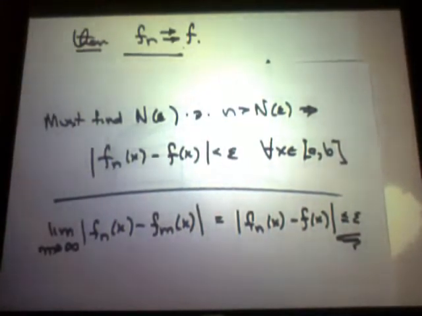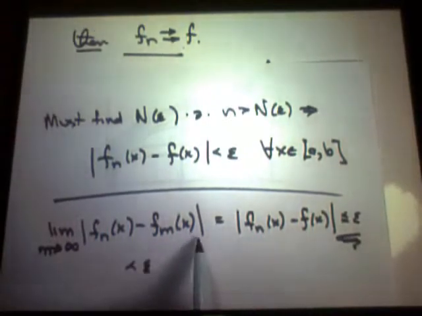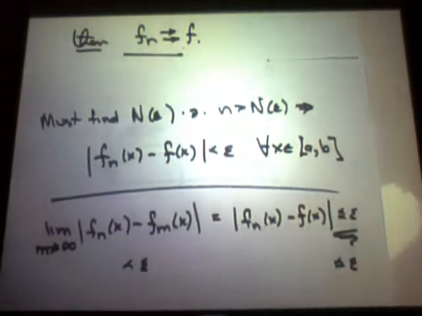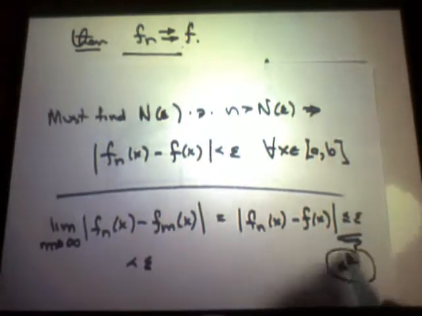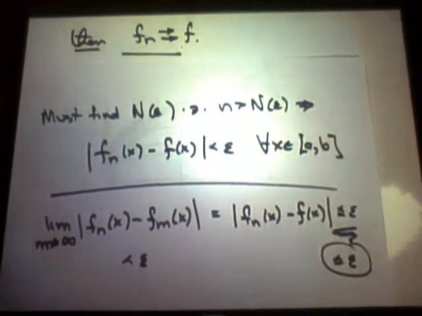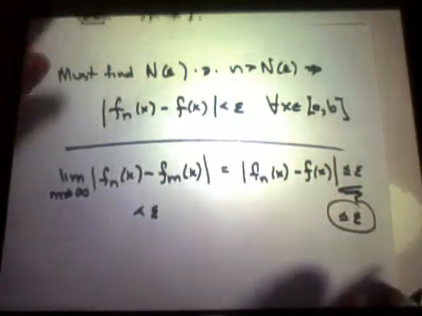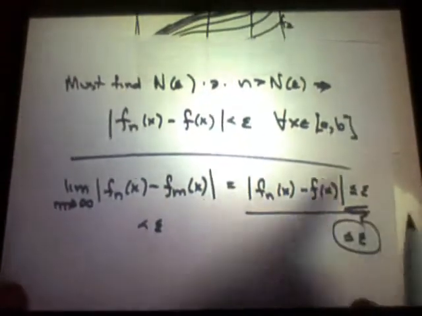Are you with me on that, Matt? Does it make sense? Okay. These things themselves are always less than epsilon, so the supremum of all these things is less than or equal to epsilon. So when I take the limit here, I'm still less than or equal to epsilon. Okay, all right. So we have this now.